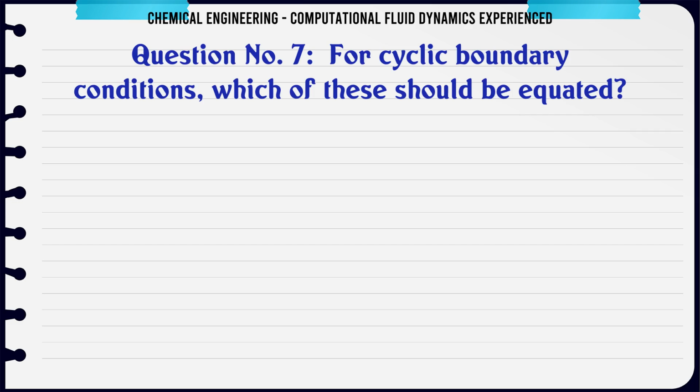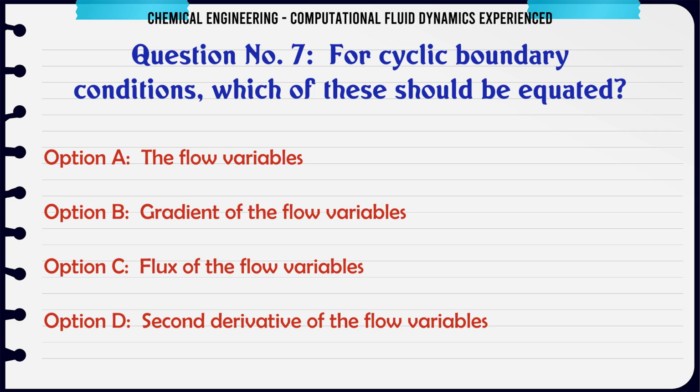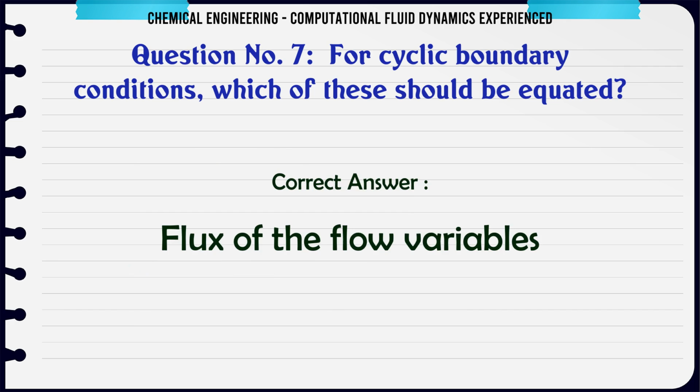For cyclic boundary conditions, which of these should be equated? A. Other flow variables. B. Gradient of the flow variables. C. Flux of the flow variables. D. Second derivative of the flow variables. The correct answer is flux of the flow variables.